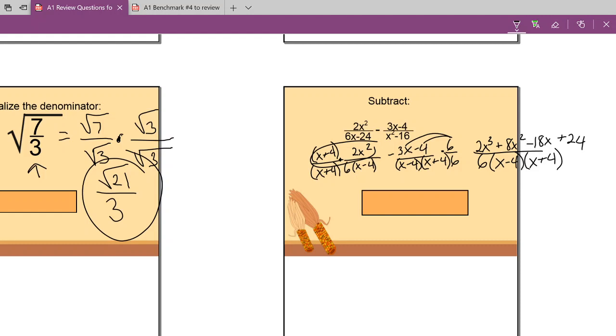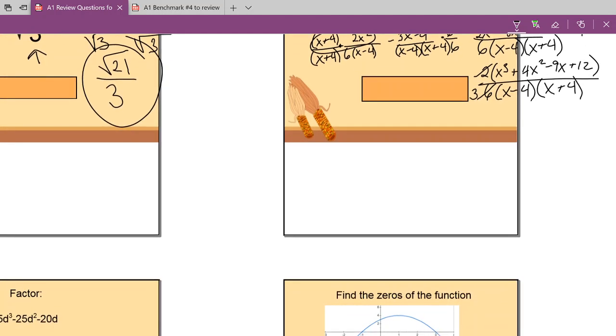So it looks like I can't simplify anything on the top as far as common multiples, but I do see that all of these are even numbers, so I can take out a 2. That might help with that 6 on the denominator. So I get x cubed plus 4x squared minus 9x plus 12 divided by 6 times (x minus 4) times (x plus 4), which means I can simplify this 2 and this 6. So we get that numerator with 3 times (x minus 4) times (x plus 4) on the denominator.